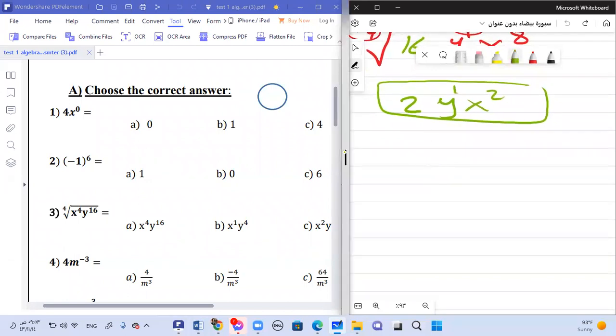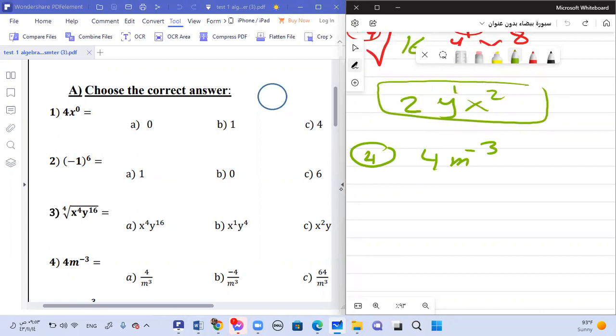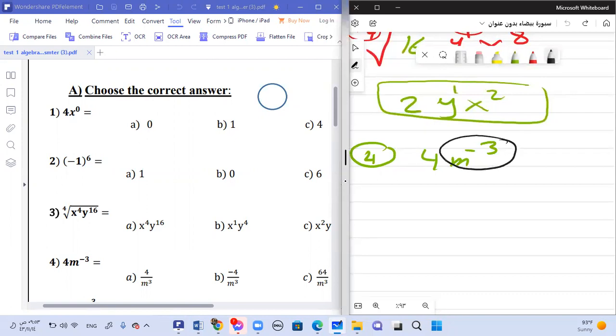Exercise number 4: 4m power of negative 3. Look at the board, Jana, please. Look at the board. 4m power of negative 3. What about the answer in here? I have the problem here. The 4 stays as it is, and for the m power of negative 3, I have the problem in here, the power is negative, so flip it, so m power of 3.